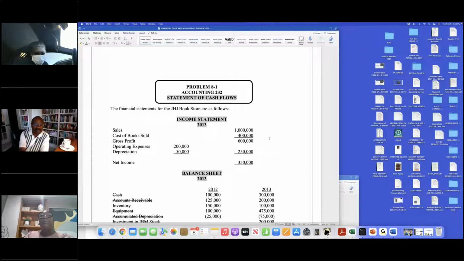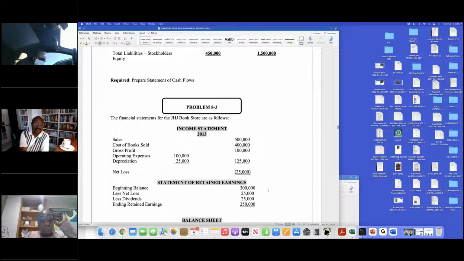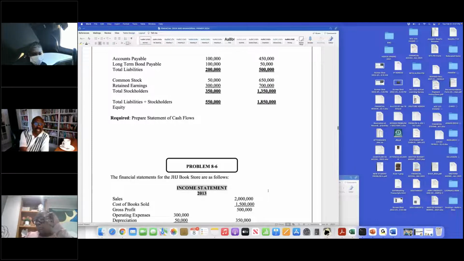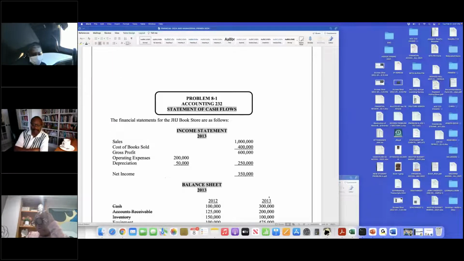Okay, so I want team 1 to do problem 1. Team 2, you're doing problem 2. Team 3, you're doing problem 3. Team 4, you're doing problem 4. Team 5, you're doing problem 5. Now, if you didn't have a template and I tell you to do this, you might have reason to complain. But I've shown you how to do it. I got a template for you to fill in.